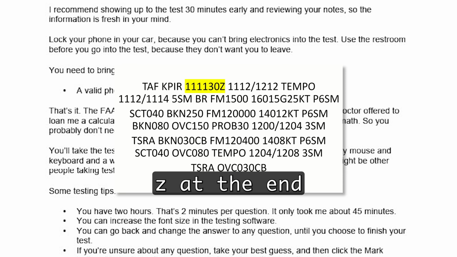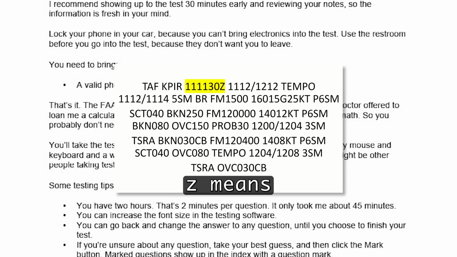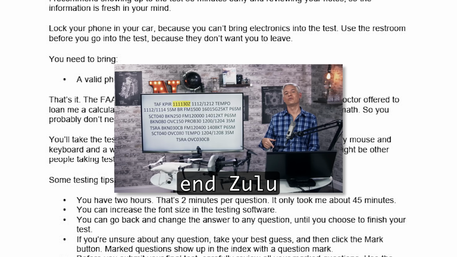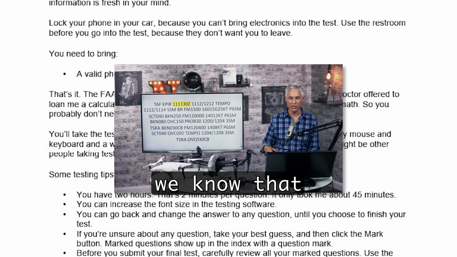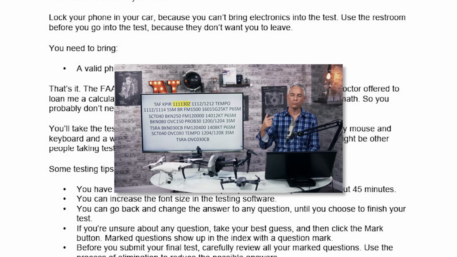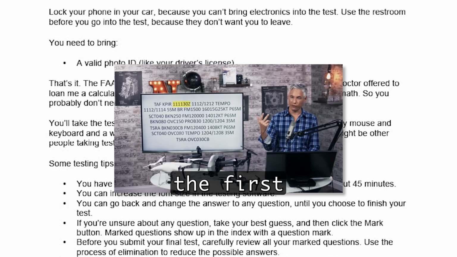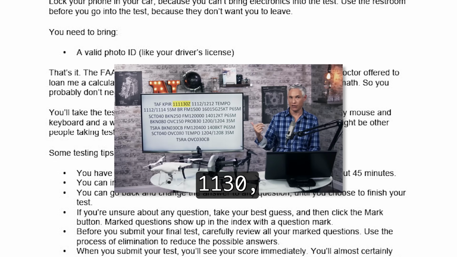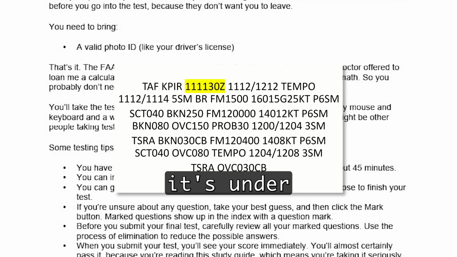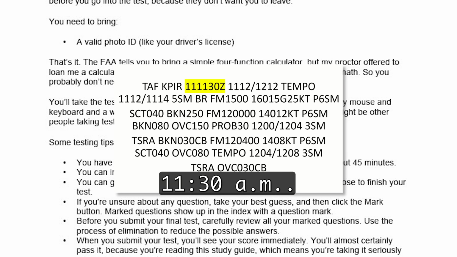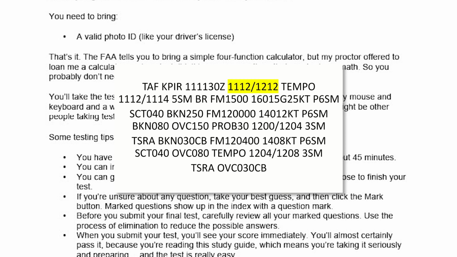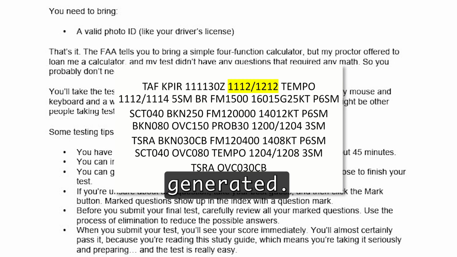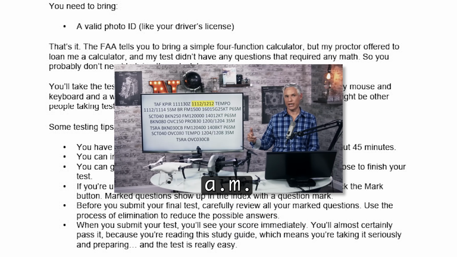What does this mean? It's got a Z at the end, right? Remember what the Z means at the end? Zulu, UTC time. So we know that this is a time code. They use this weird format where the first 2 digits indicate the day of the month. So the 11th day of the month, and then 11:30. It's under 12, so that means 11:30 a.m. Look at this. That's when the report was generated. So the 11th day of the month at 11:30 a.m.